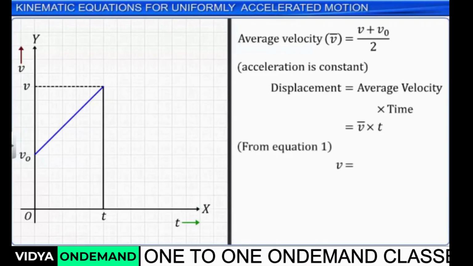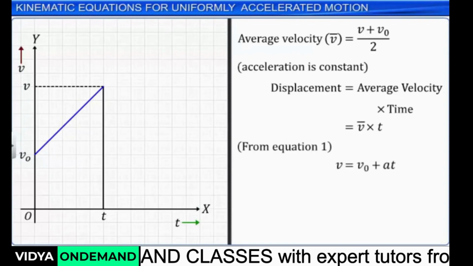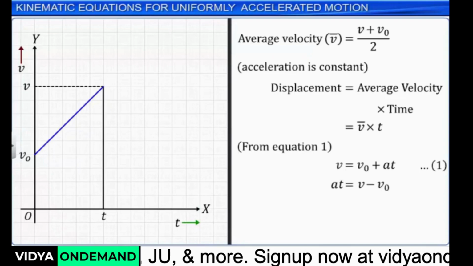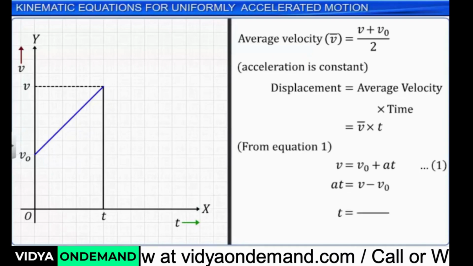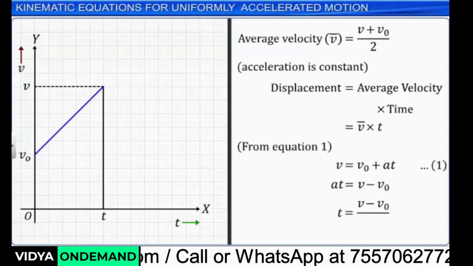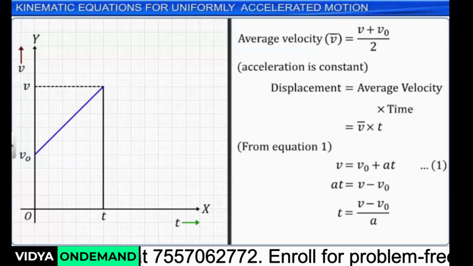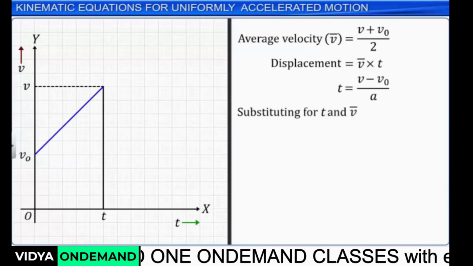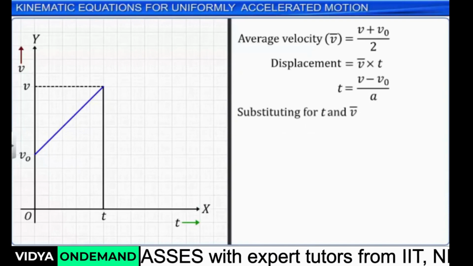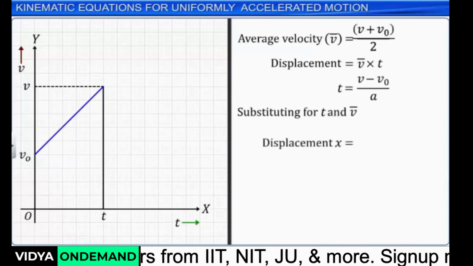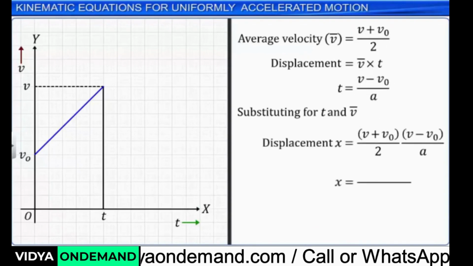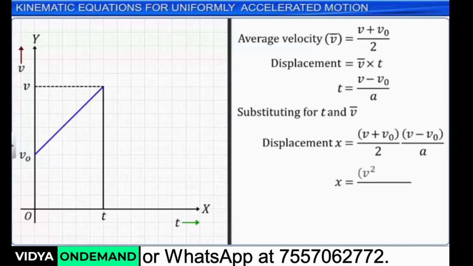Substituting the values of t and v dash in the equation for displacement, we get x equal to the ratio of the difference between v square and v naught square and twice the value of a. By rearranging the above equation, v square is equal to v naught square plus 2ax. This is equation 3 of motion.